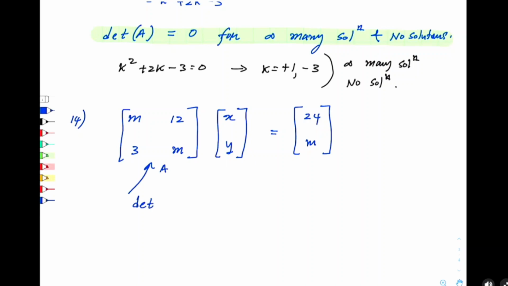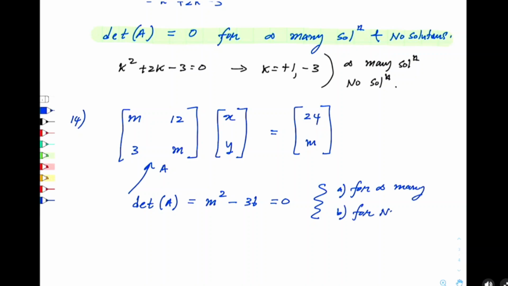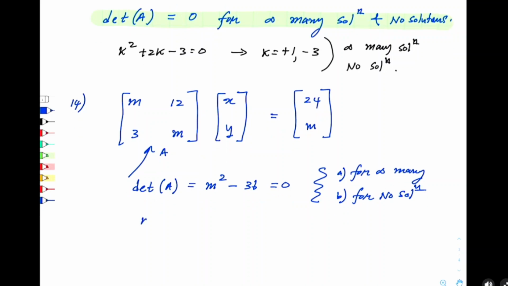So determinant of A, that would be M times M is M squared minus 36. And that should be equal to 0 for what? First one for infinitely many solutions, second one for no solution. You understand that? Right? So then you get M is equal to plus and minus 6. Right? So now we have to understand this M is equal to plus 6 is for this or the other one. M is equal to minus 6 is for this or the other one. We have to understand that, right?